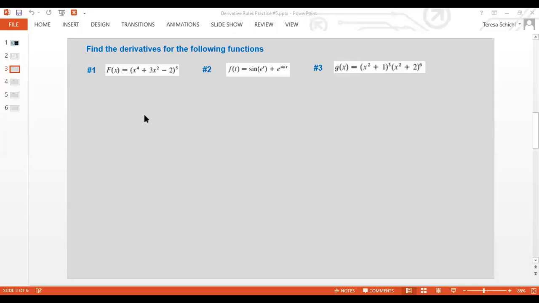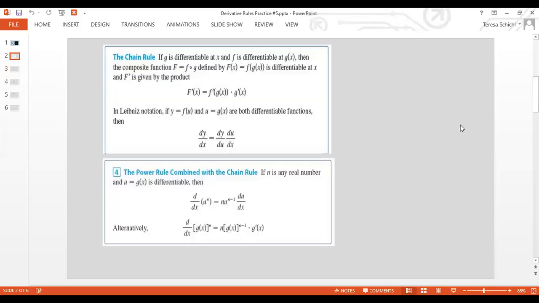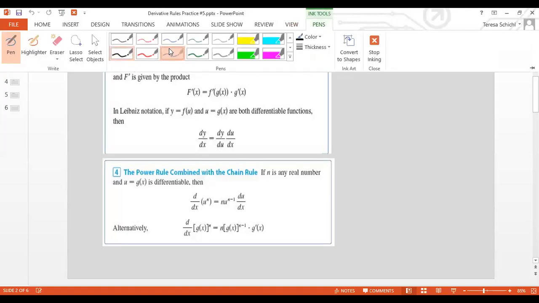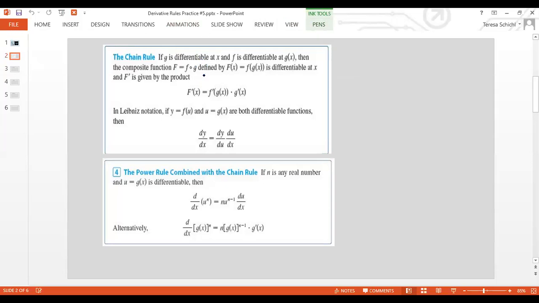Okay, so for the worksheets here, the first thing is let's talk about what the chain rule is. We say the chain rule applies if your function is a composite function. We know the composite function is f of g, right? We use the little o, so it's f composed with g of x.